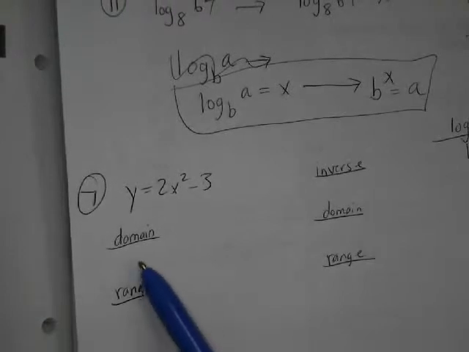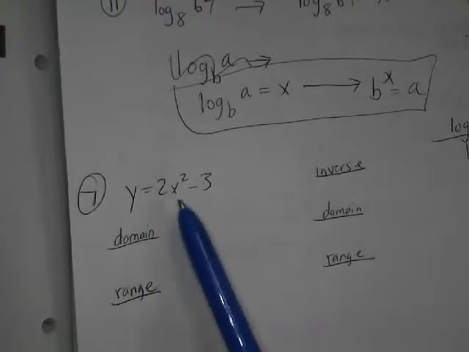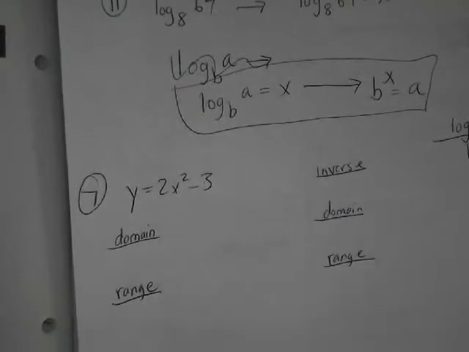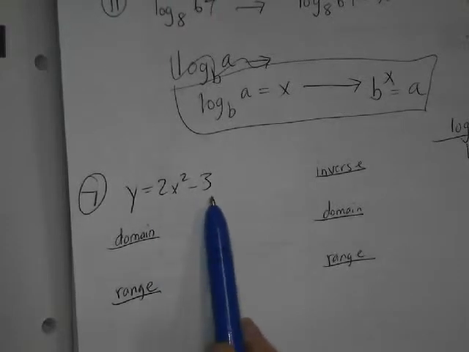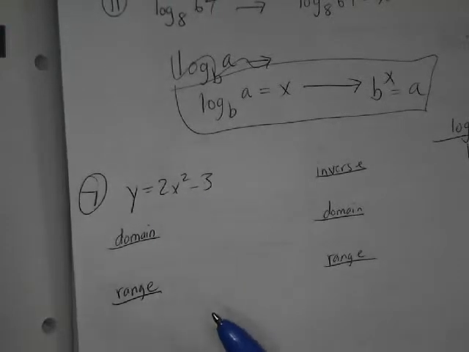So domain is the x values that you can plug in. So basically domains are always going to be all real numbers unless there's maybe a square root and you have a restriction because you can't have a negative under a square root, or if there's a fraction and you don't want a 0 in the denominator. So this thing's a parabola. Do you recognize that as being a parabola or no? Because it's squared? Yes. It's a parabola.